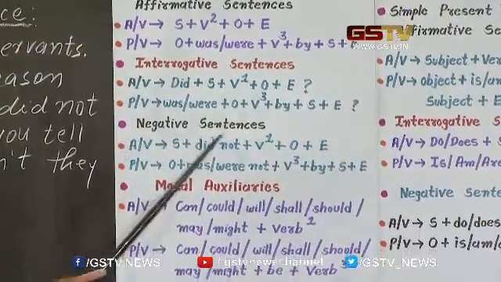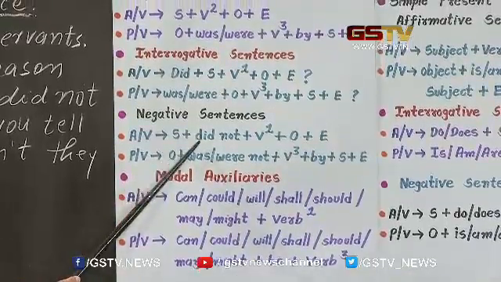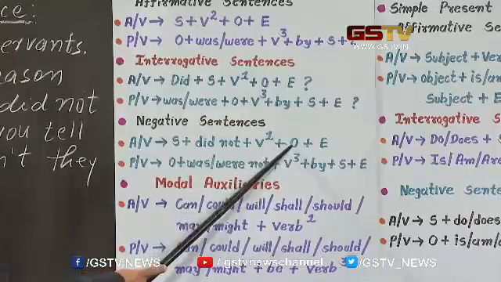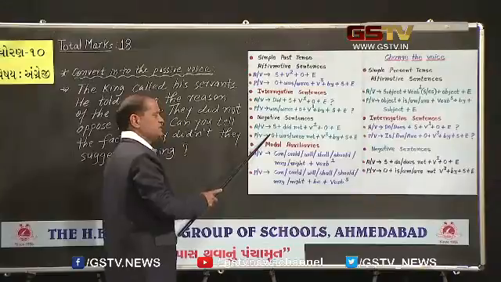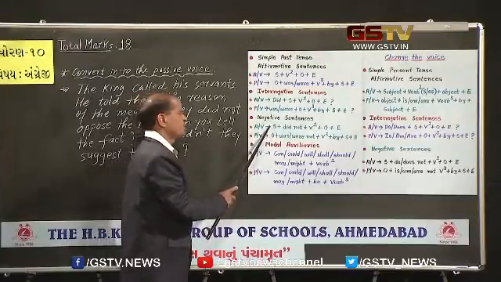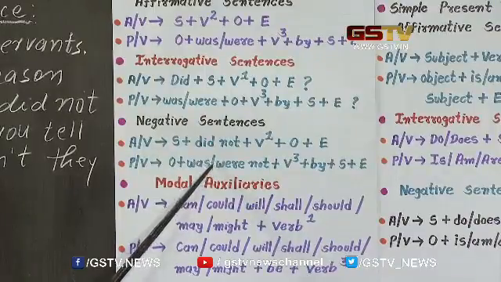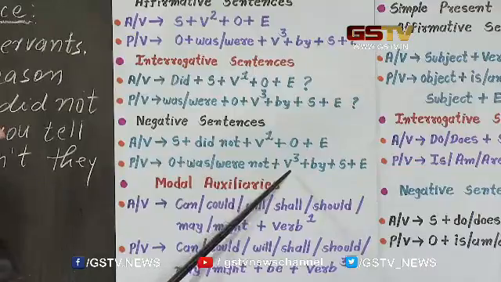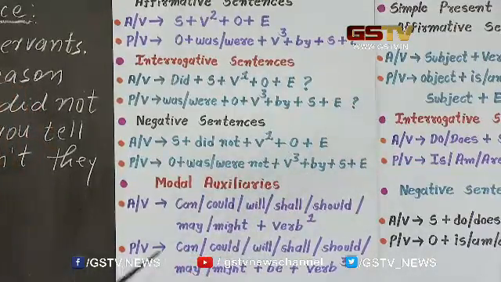In the case of negative sentences, in active voice we use subject plus did not plus verb original form and object, and finally extra words. In passive voice: object plus was/were according to the object, not past participle form of the verb, by and then subject, and finally extra words.